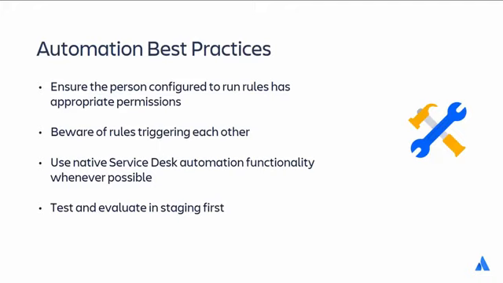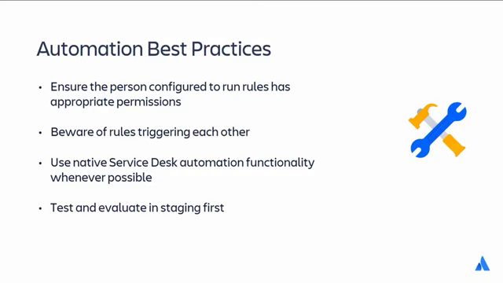So finally, let's look at some automation best practices. Make sure the person configured to run the rules has permission to complete all of the actions taken by the rule. If the automation rule is to transition an issue and the transition in the workflow has conditions and validators, make sure the user executing the rule meets the configurations in the workflow. Otherwise, the automation will fail to execute.